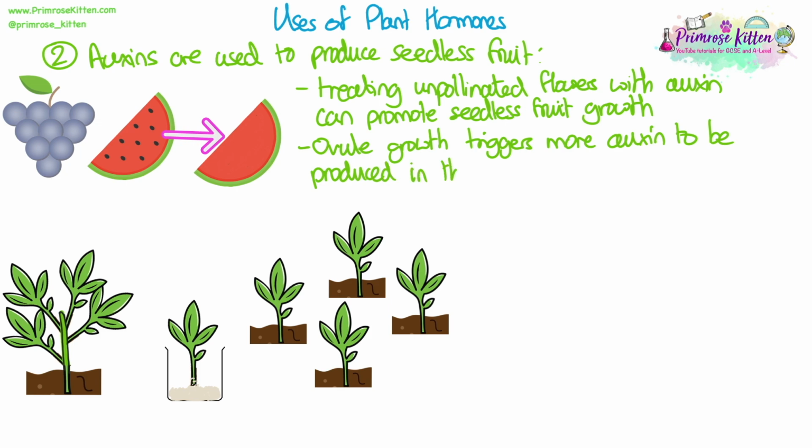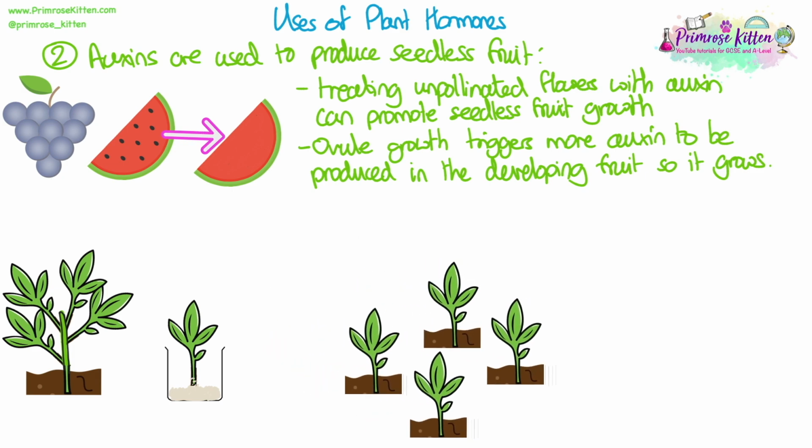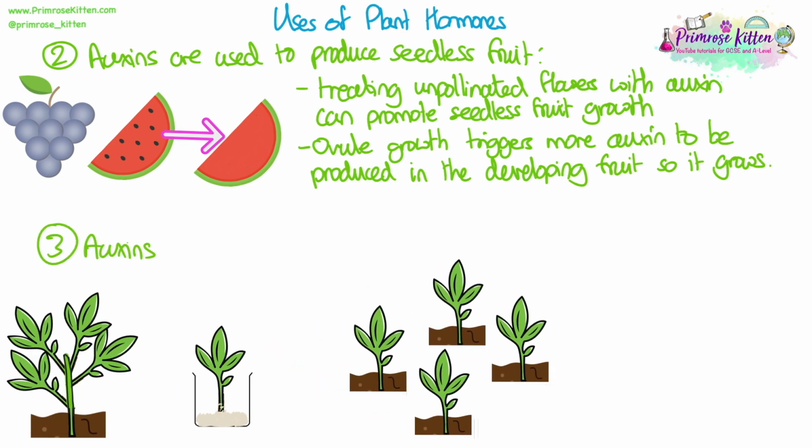Once the ovule starts to grow, this triggers more auxin to be produced in the developing fruit, which then helps that fruit to grow and develop. So it kind of is a self-fulfilling prophecy here. So we treat it with auxin in order to start the ovule growing into a fruit, but without seeds, because no fertilization has happened. And then the ovule itself starts producing its own auxin to try and help the developing fruit get bigger as it grows. The other way auxins can be used to clone plants is in rooting powder.